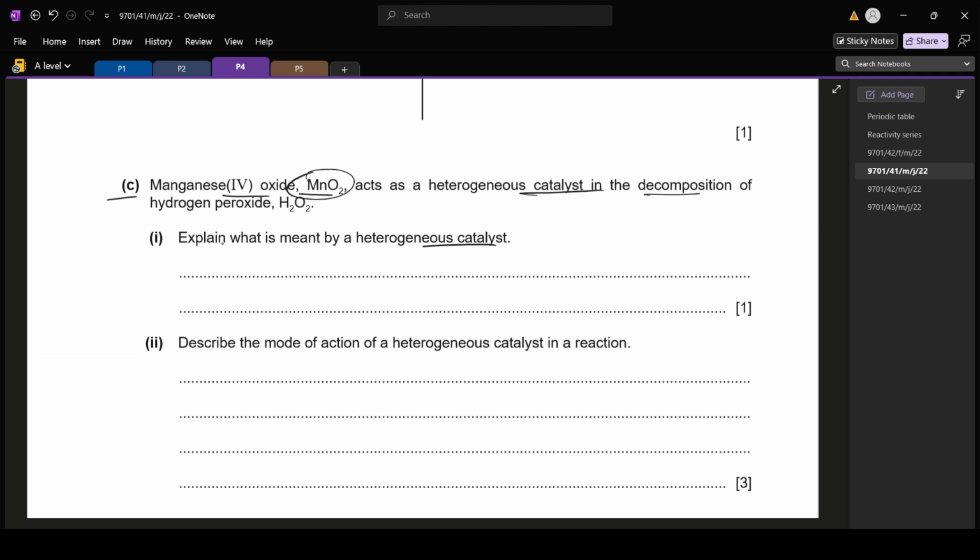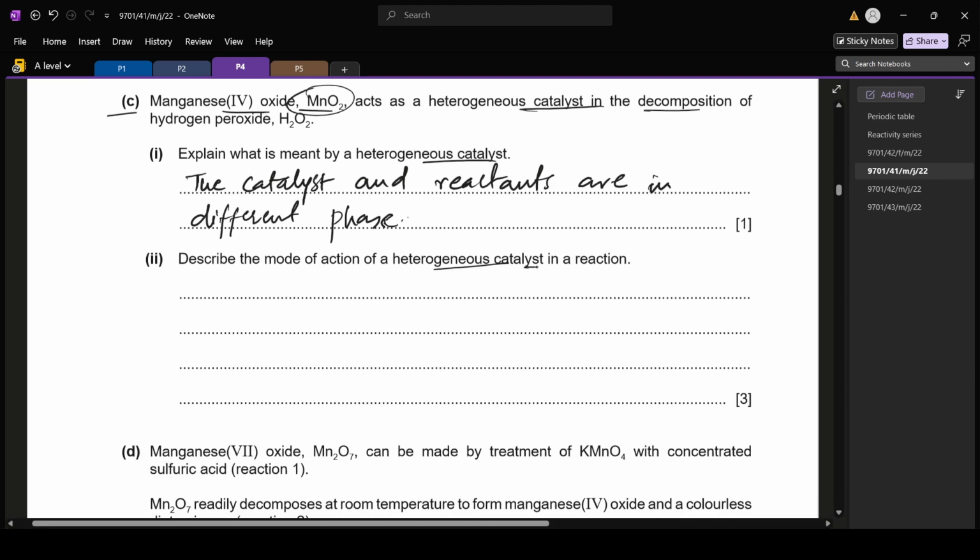Okay, the catalyst and reactants are in different phases. Okay, describe the mode of action of a heterogeneous catalyst.